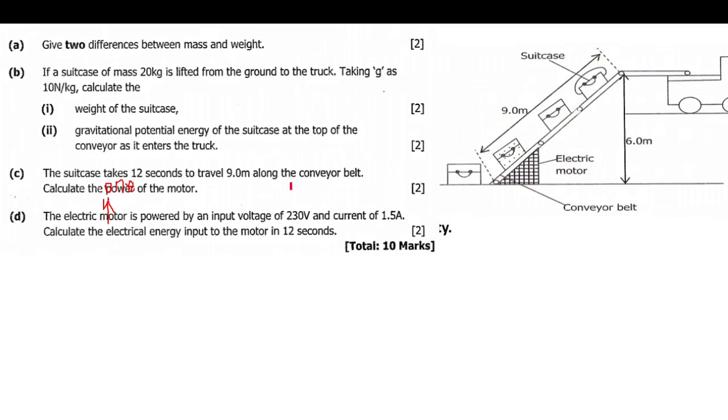So they need us to calculate the weight of the suitcase if the mass of the suitcase is 20 kg. This is straightforward. In answering, we say weight is equal to mass times gravity, where mass is 20 kg and gravity is 10 newton per kg. We substitute where there is mass, we put 20 kg, where there's gravity, we put 10, and we get our answer as 200.